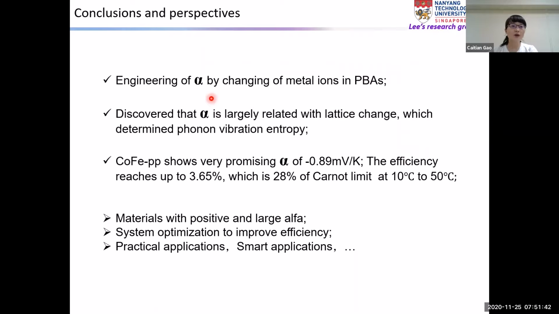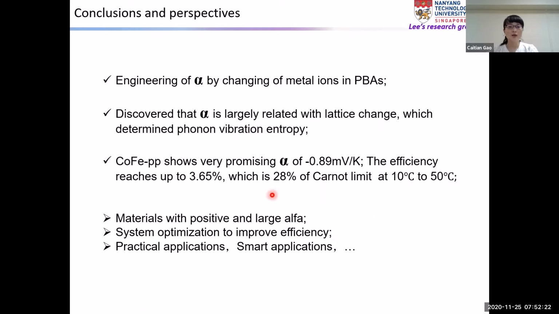So here I want to do a brief conclusion. In this study, I tried to engineer the alpha value in various PBA materials, and I discovered very large alpha values in the cobalt green and cobalt purple materials. This alpha value is related to the lattice parameter change, which determines the phonon vibration entropy. Also, we ran the TREC using these materials, and got a promising efficiency value in this temperature range.